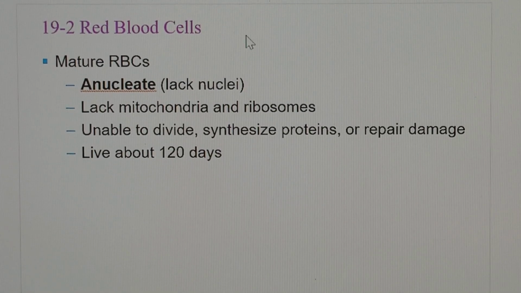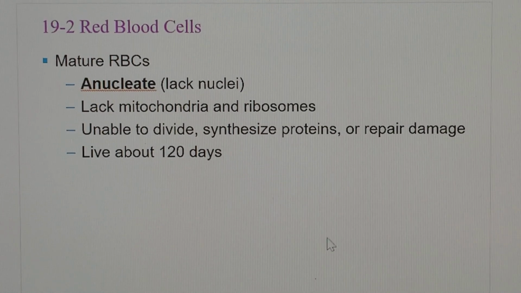Now, the mature red blood cell is anucleate. It lacks a nucleus. It has no mitochondria or ribosomes. It is unable to divide, synthesize proteins, or repair damage. Important, the mature red blood cell lives about 120 days, or 4 months.